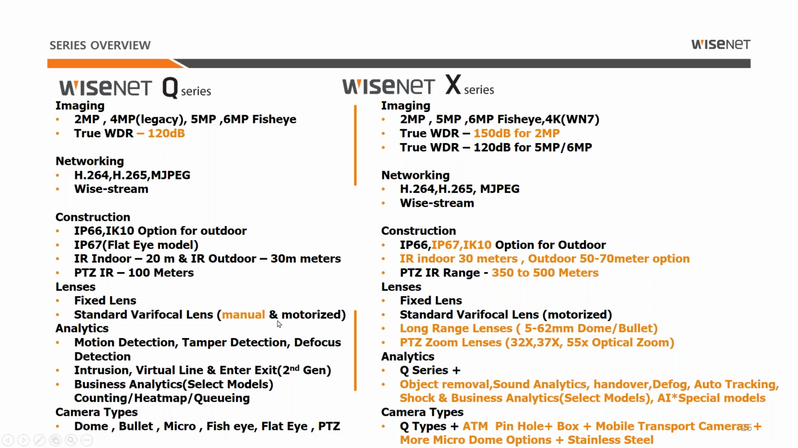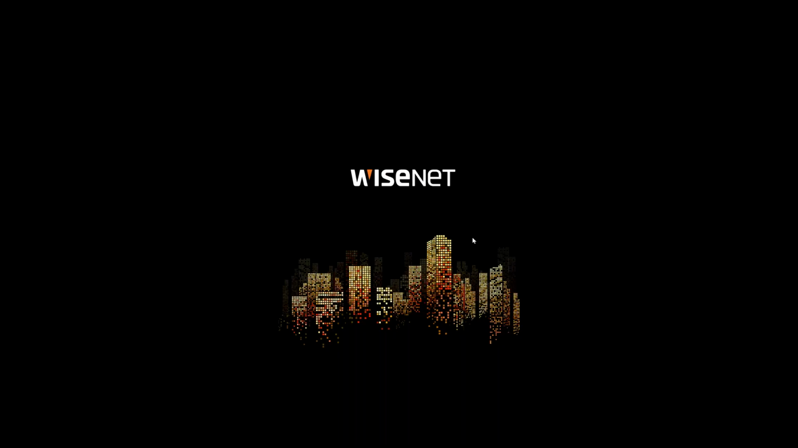Okay, Q is your standard, which is good for 99% of the coverage, but some areas you may find X series. X series by default also has lots of analytics, and X series is also known for having some special shapes for ATM cameras, stainless steel cameras, and so on. So maybe some special areas you have X series. Okay, now we will see how to find the comparison on the website.